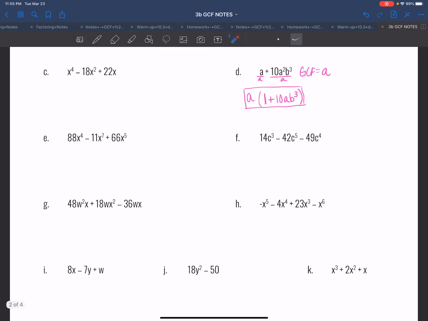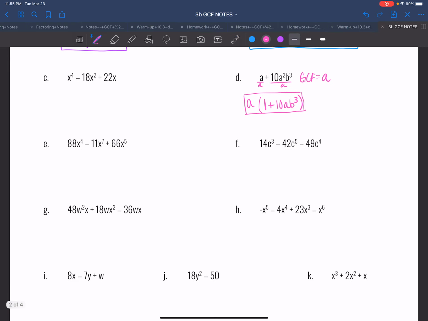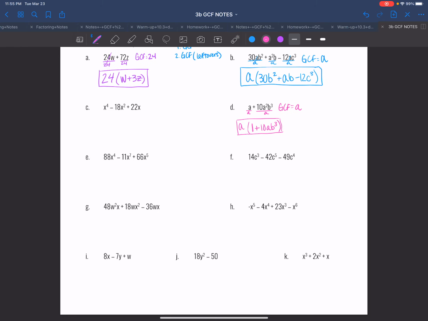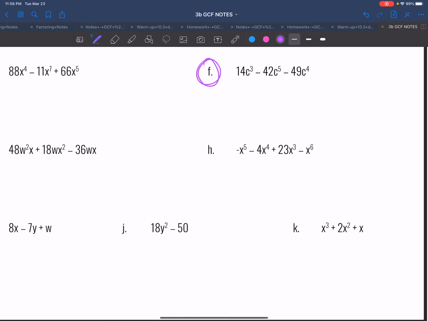Okay, I'm going to let E and F be problems that you do also on your own. So C, E, and F, and also G. And then we'll talk about the last 4. So I'll do these real quick.